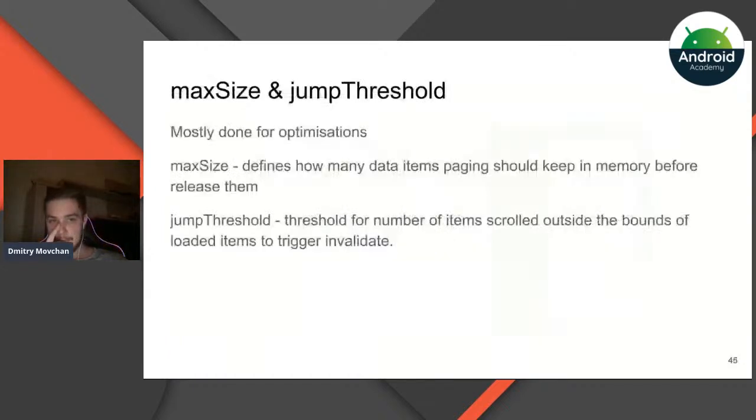So, the last two parameters are max size and jump threshold. They're made for optimizations. First of all is how many items we should store in memory before we release them.